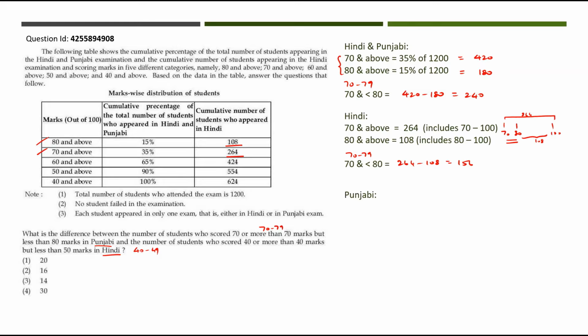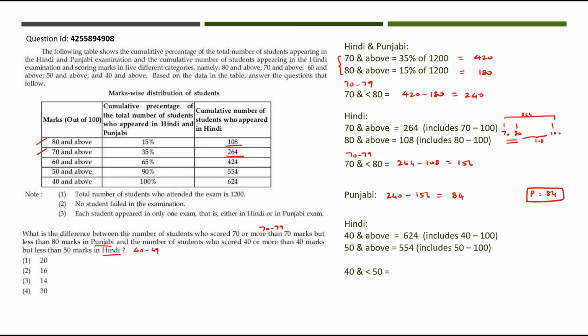From this you have to take the Punjabi value. So for the same range, Hindi and Punjabi together will be 240. For the same range, Hindi will be 156. 240 minus 156 will give a value of 84. So the Punjabi value is 84. Now we have to find the Hindi value for the range 40 to 49.